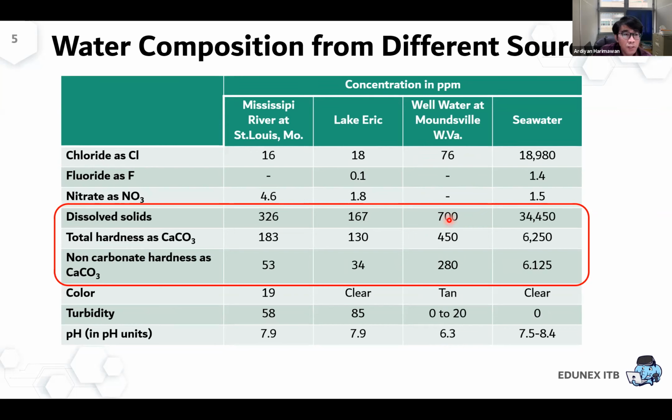And also we can see from this table that the different sources of water will also correlate with other parameters like dissolved solids. Basically, dissolved solids come from the salt concentration, actually salt and other mineral concentration. But we also have other compounds as well, like calcium carbonate and other components that cause what we call hardness. We will discuss the hardness later in our discussion.